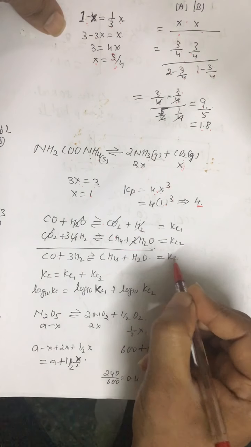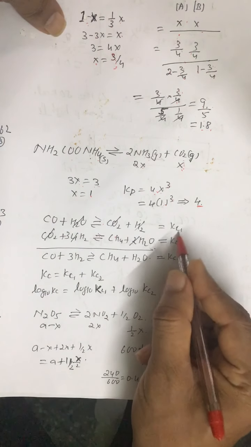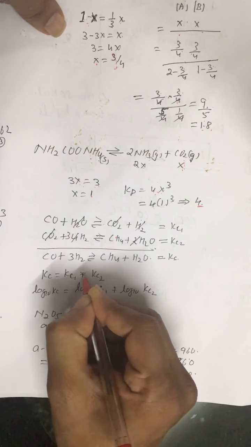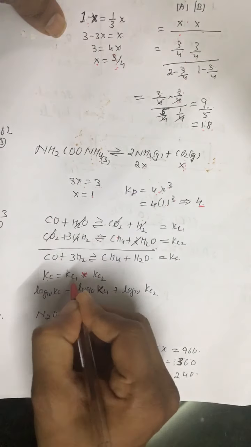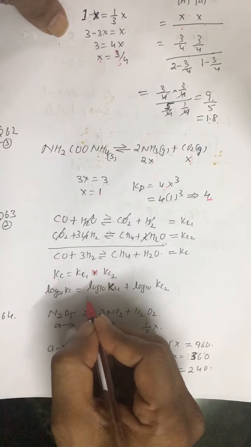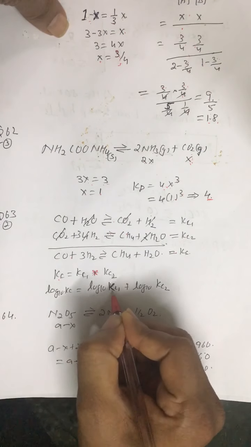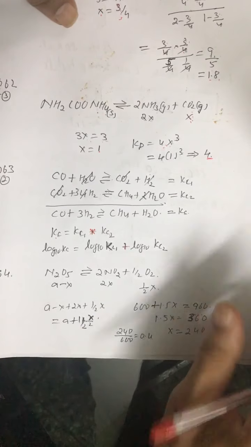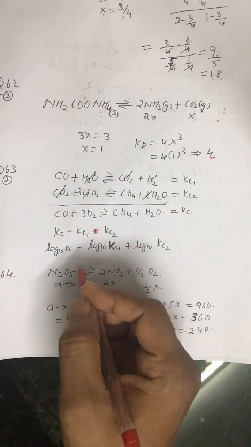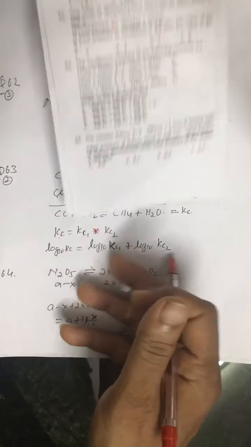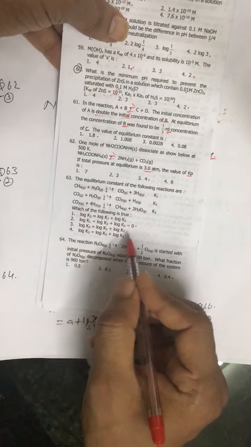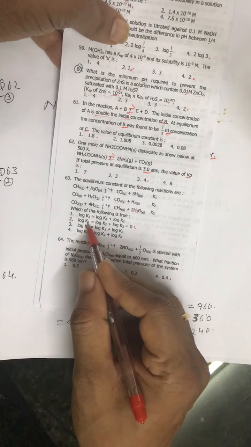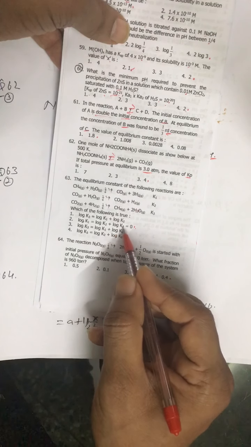So when reactions are added, their equilibrium constants get multiplied. So Kc equal to Kc1 into Kc2, or log of Kc is equal to log of Kc1 plus log of Kc2. Alright, so this relation was asked in question number 63. So correct answer is log of K1 equal to log of K2 plus log of K3.